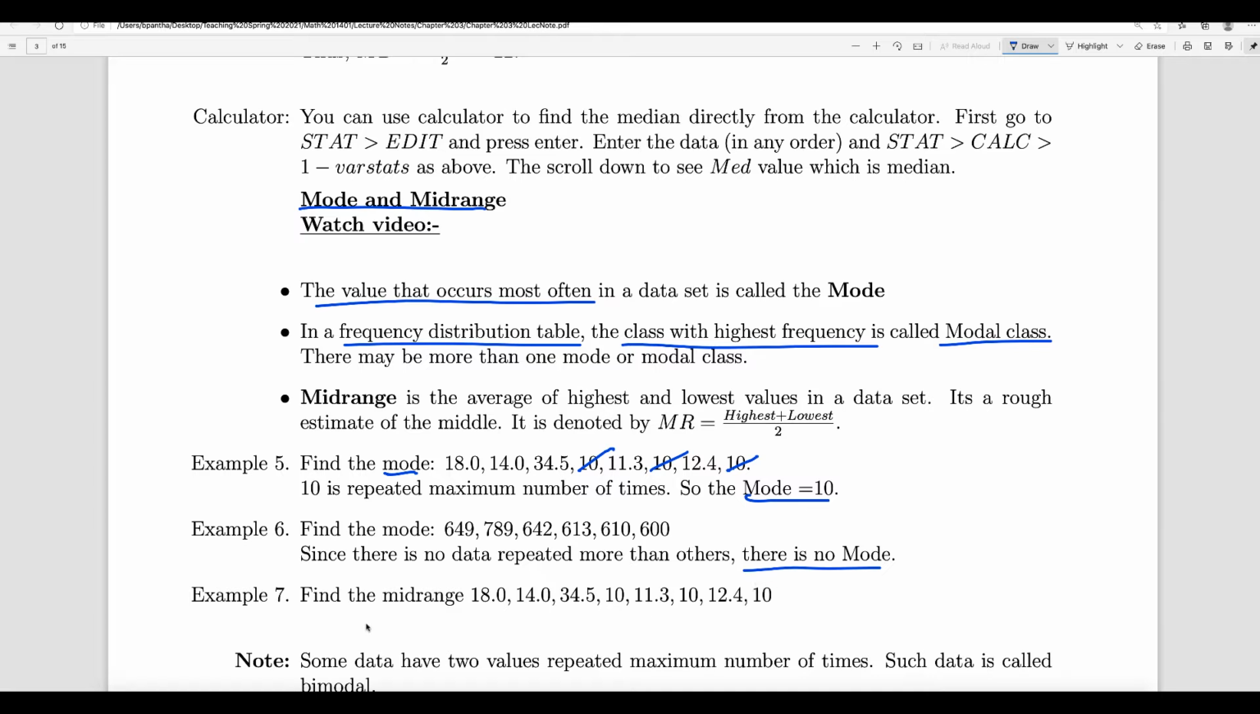All right. Find the mid-range. How do I find the mid-range? Find the lowest value. What is the smallest value? The smallest value is 10. And what is the biggest value? The biggest value is 34.5. So 34.5 plus 10 divided by 2, meaning the average of the highest and lowest, will be 44.5 over 2. That will be 22.25. This is how we find the mid-range.